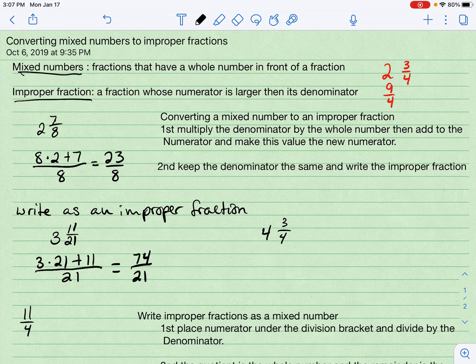All right, and then next one, 4 3/4. Once again, it's the denominator times the whole number plus the numerator. Keep the denominator the same. So now 4 times 4 plus 3. So 4 times 4 is 16 plus 3 is 19. Denominator stays the same, so that is 4.